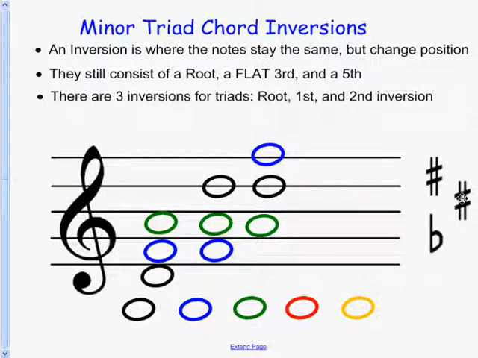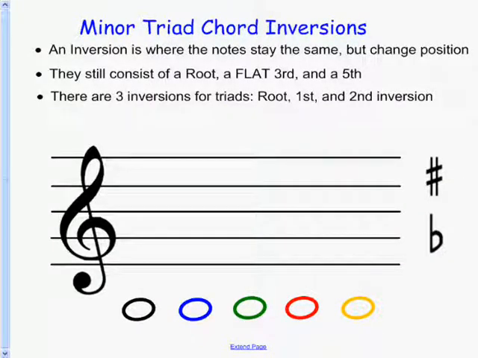So those are the root, first, and second inversion of a minor triad. Now if you want one that actually has something that you can see, like a note you can see, let's do it this way.